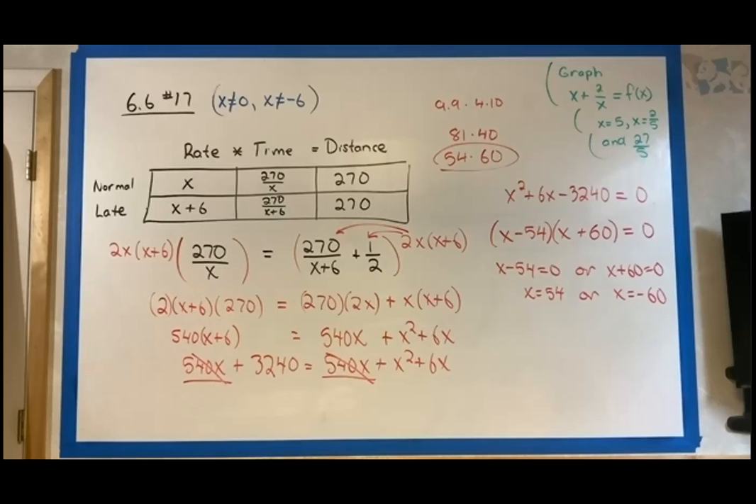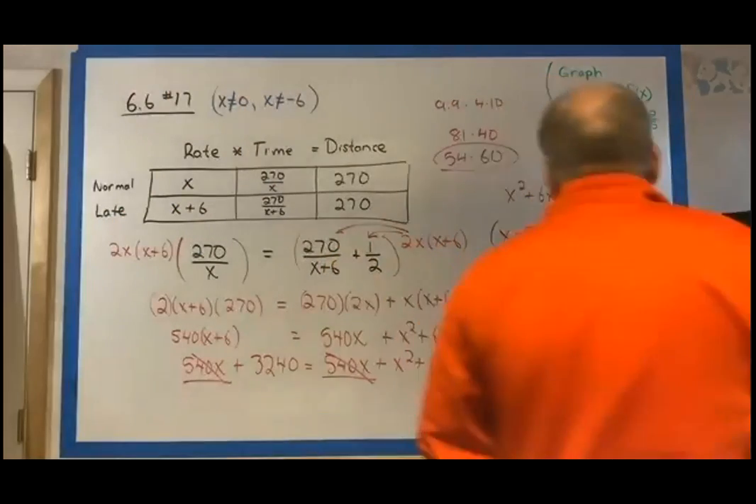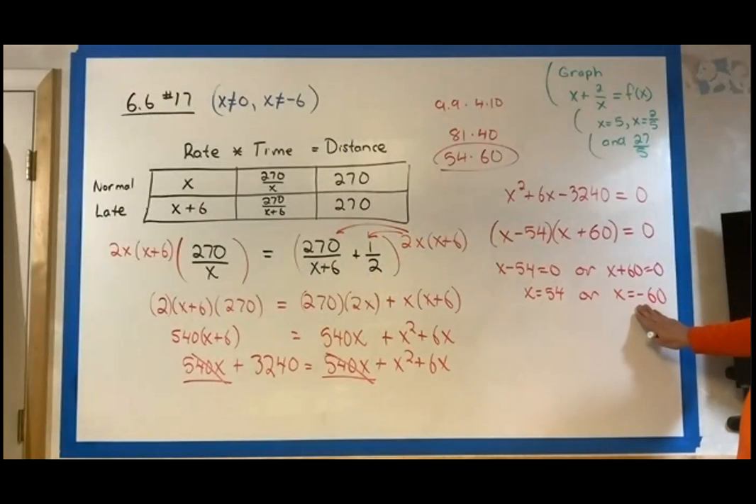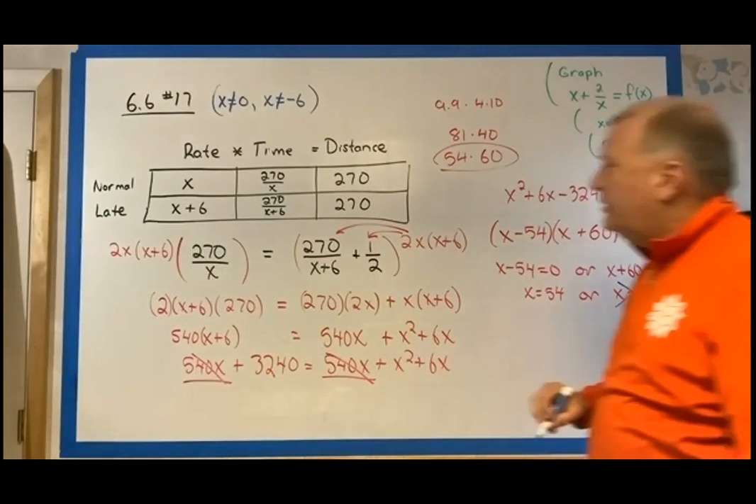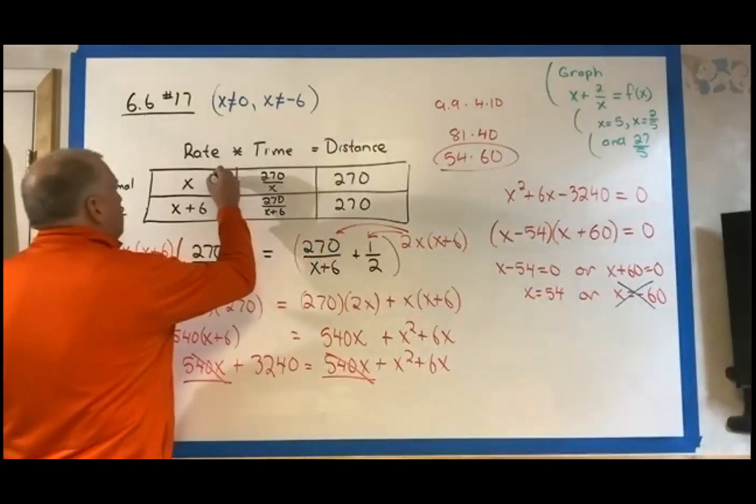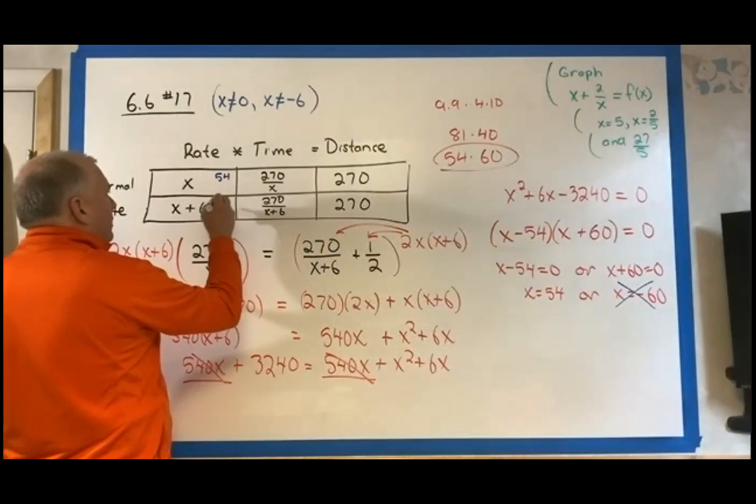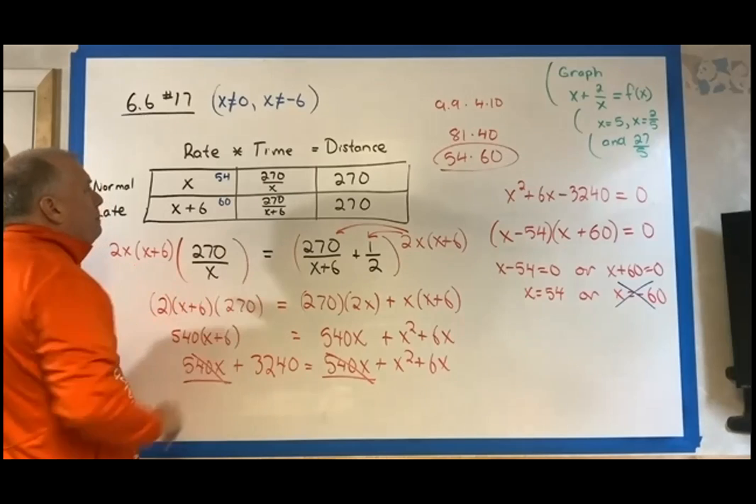You can type it in the chat window too, but I'm not looking at my chat window. Which one of these answers do I have to reject? The negative 60. Because it doesn't make sense in the problem. That's right. I cannot drive the bus negative 60 miles per hour. So it's got to be 54. Let's just test it. 54 miles per hour, 60 miles per hour.